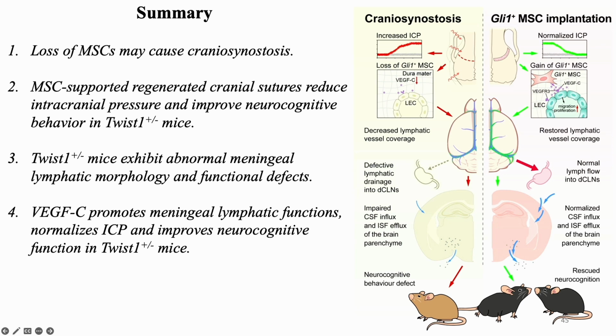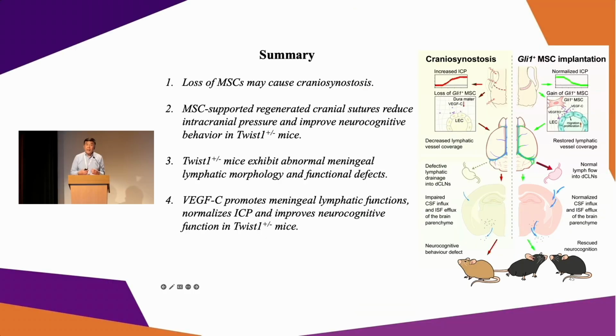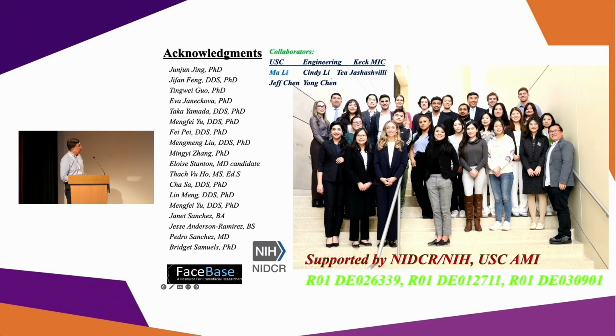So this is what I've told you today. Basically, losing mesenchymal stem cells prematurely can lead to craniosynostosis. Since the TWIST1 study, we have also shown in the FGF mutant model, such as Apert and Crouzon syndrome, that they also have a diminished number of GLI1 positive cells. And in the TWIST1 mutant model, we have shown that by replenishing the stem cells, we can regenerate the suture and then improve the neurocognitive function. And finally, the importance of the lymphatic system in mediating this interaction between the skull and the brain function.